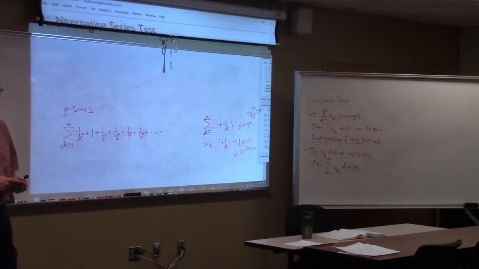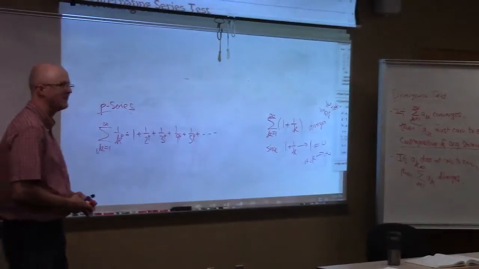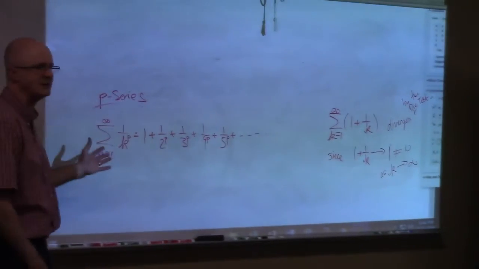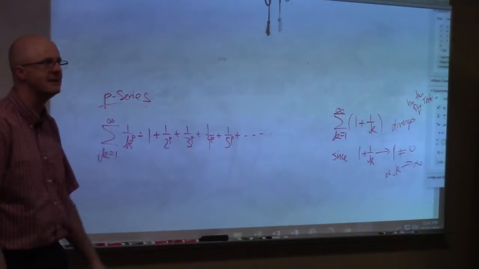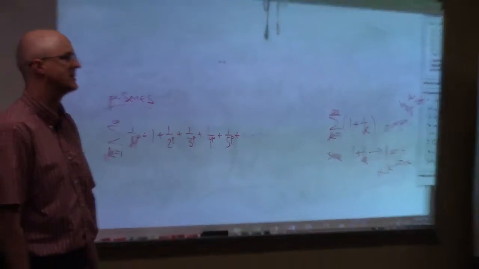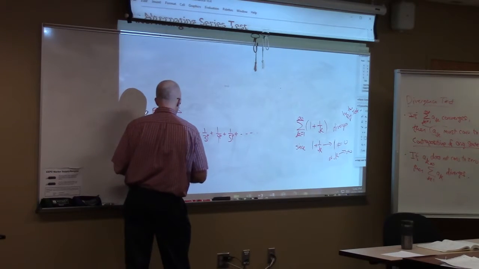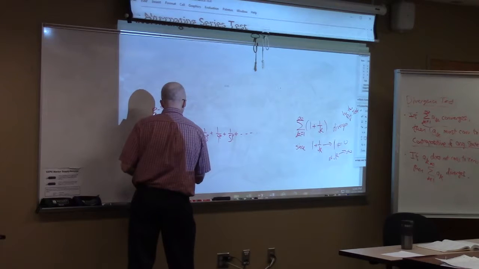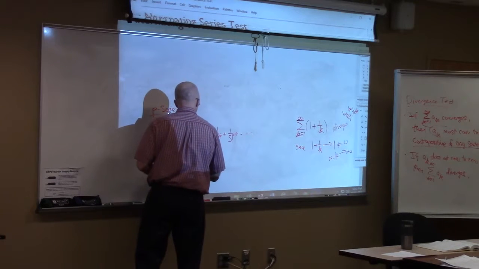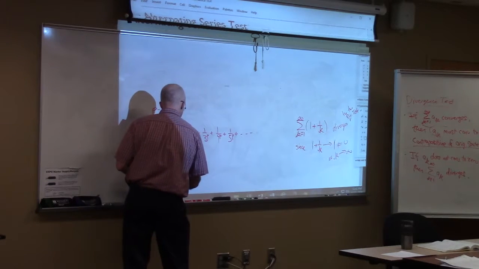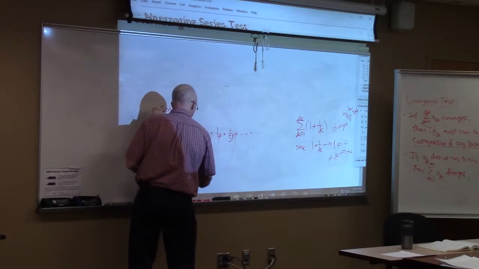It's called a p-series. Now the p is an arbitrary letter to use. If we use q, we'd call it a q-series. But whoever thought of this first called it a p-series. This converges if p is bigger than 1 and diverges if p is less than or equal to 1.